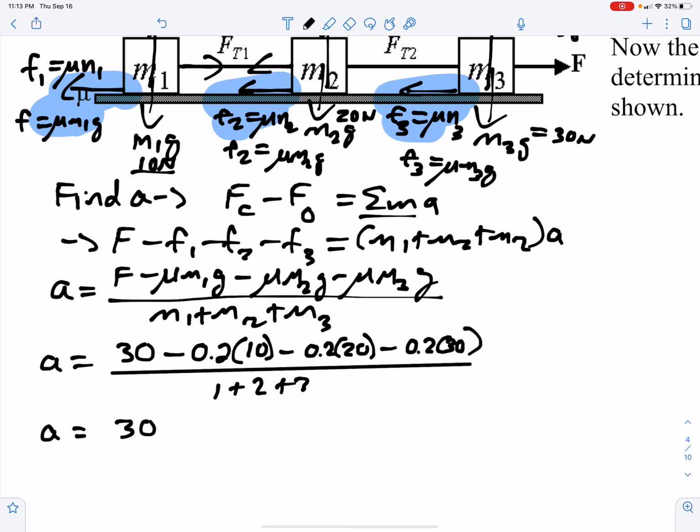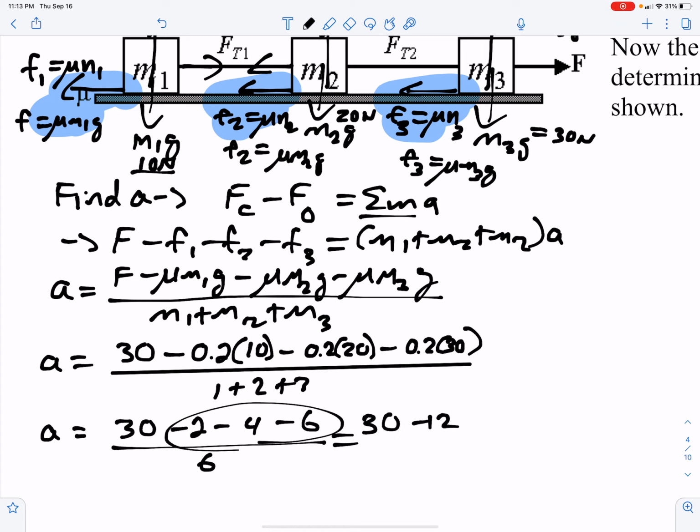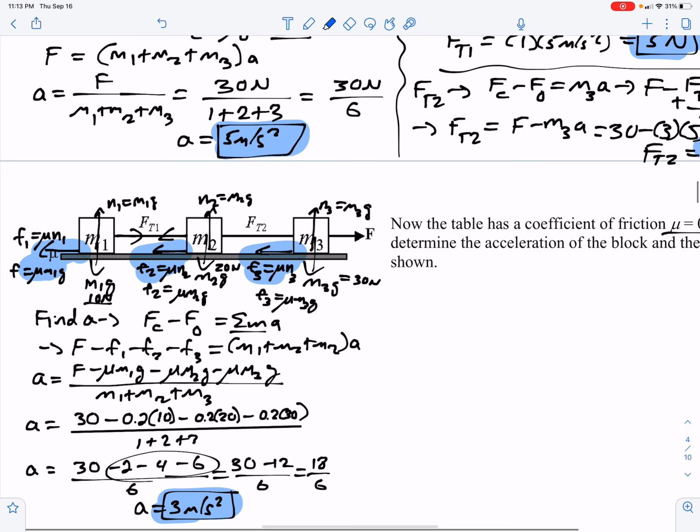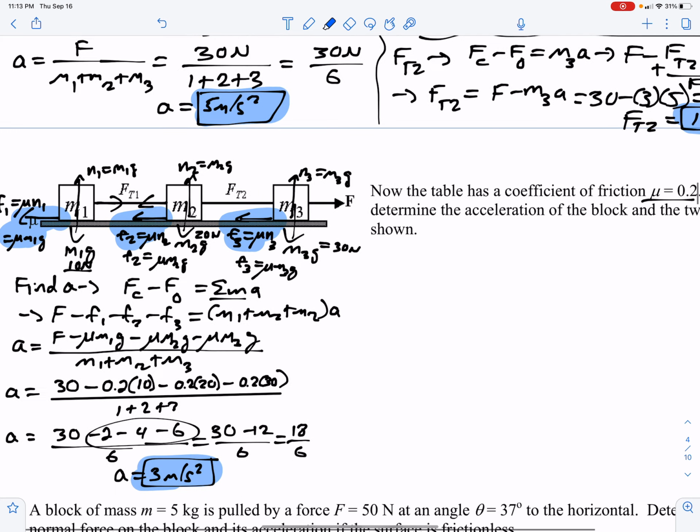So we're going 30 minus 2 minus 4 minus 6 over 6. And that would be 30 minus 12 over 6, which comes out to 18 over 6. And the acceleration this time is 3 meters per second squared. So the acceleration when we were frictionless was 5. It should make sense that the acceleration is less because we have an opposing force now.